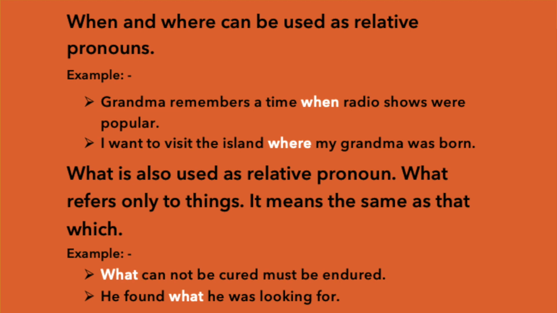What is also used as relative pronoun. What refers only to things. It means the same as that which. What cannot be cured must be endured. Here, what means that which. That which cannot be cured must be endured. He found what he was looking for. He found that which he was looking for. Relative pronouns are placed directly after the noun or pronoun they modify.